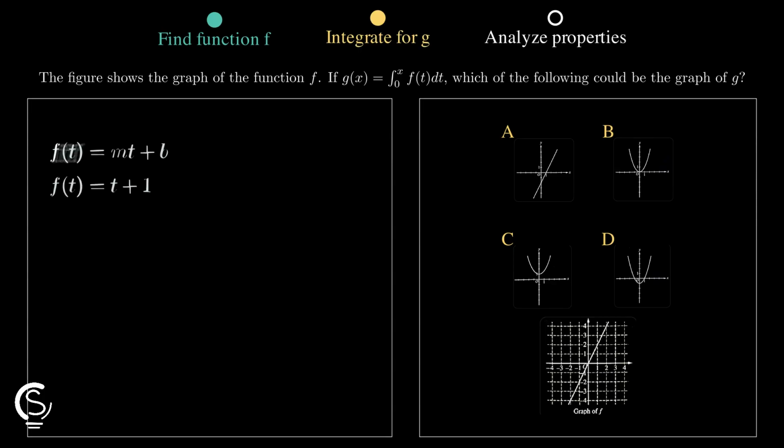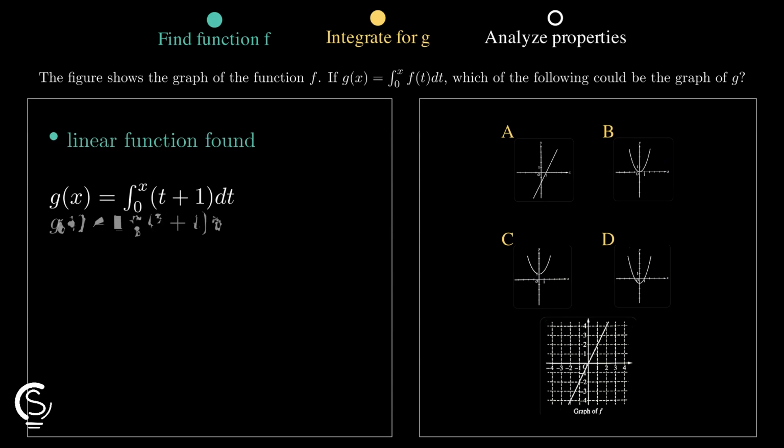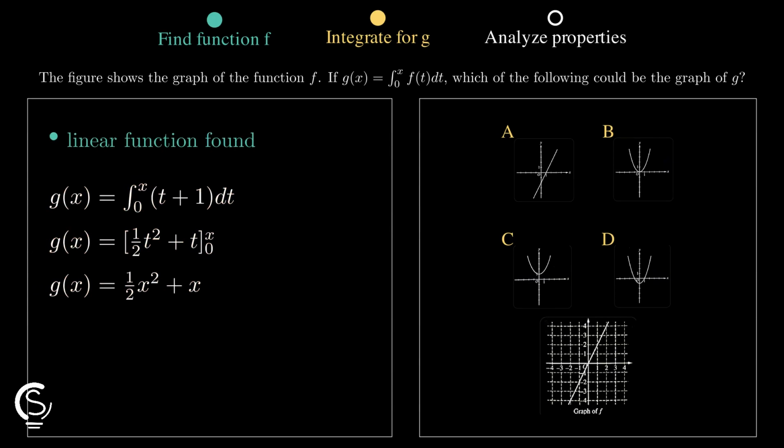Next, integrate f from 0 to x. The integral of t plus 1 is 1/2 t squared plus t. This gives us the quadratic expression for g of x right now.